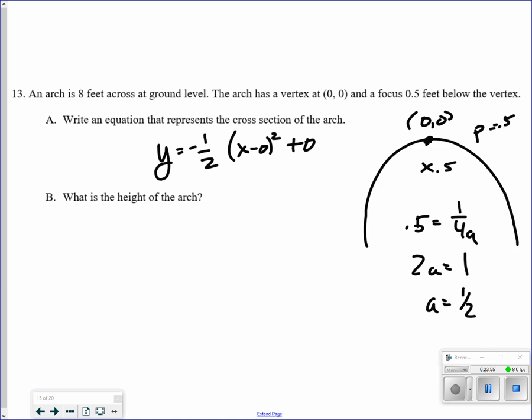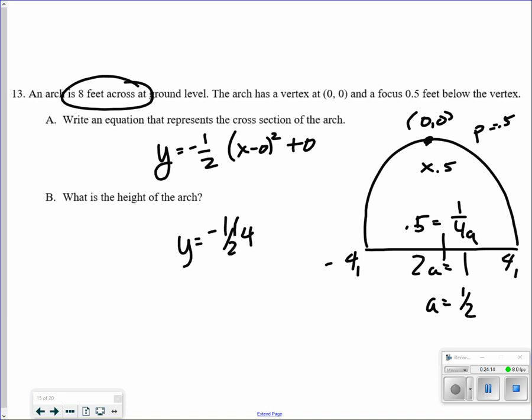The question then becomes, how high is the arch if it's 8 feet across the bottom? So it's 8 feet across the bottom, meaning it's 4 to the left and 4 to the right. So if I plug 4 into this equation, I end up getting negative 8. And so the height of this is 8 foot high, which is kind of a coincidence. It's 8 foot across, and it's also 8 foot high.